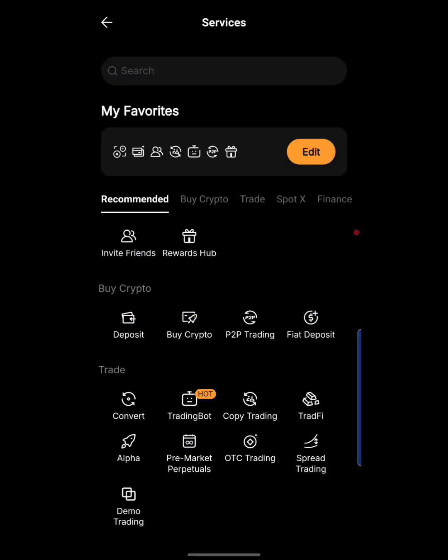So as you can see, if you can't find it on the dashboard, you can actually find it in the more section. And as you can see right here, this is the P2P trading section, and then you just simply hit on it, guys. Okay, so that is it. It's going to load up. Let's give this some time, guys.